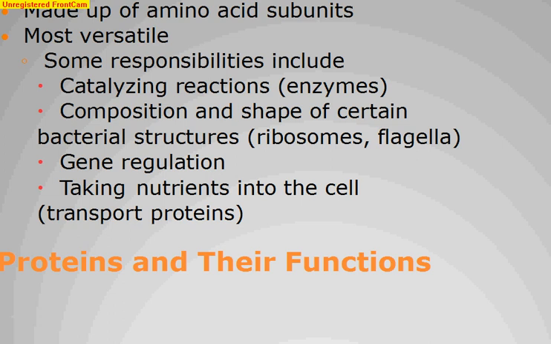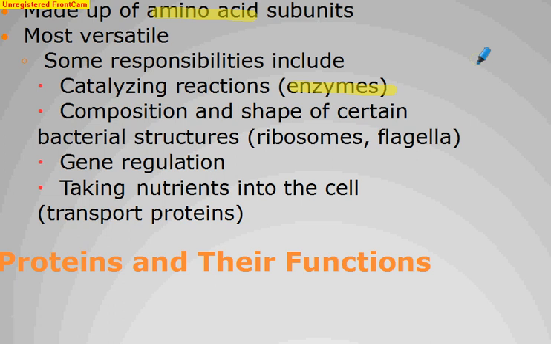Looking now specifically at proteins, the first of our 4 categories. The monomer or the building block of proteins would be the amino acid. So subunits equal monomers, same thing. Proteins are very versatile. They have several responsibilities within the cell. Some of those responsibilities include catalyzing reactions, and those proteins are specifically called enzymes. Proteins that are responsible for structure or composition are oftentimes just referred to as structural proteins.